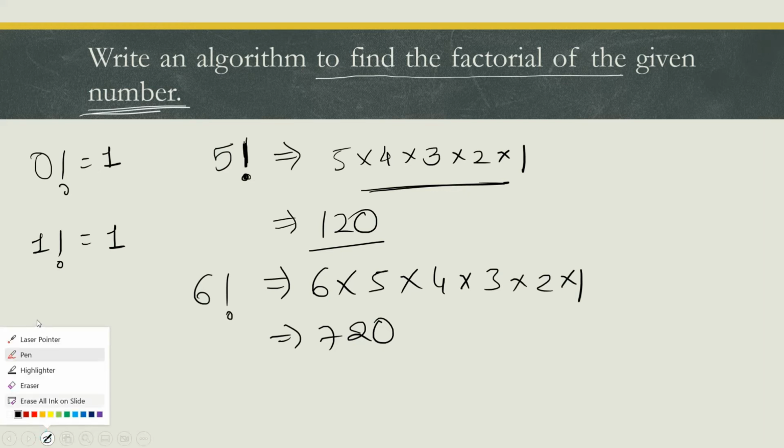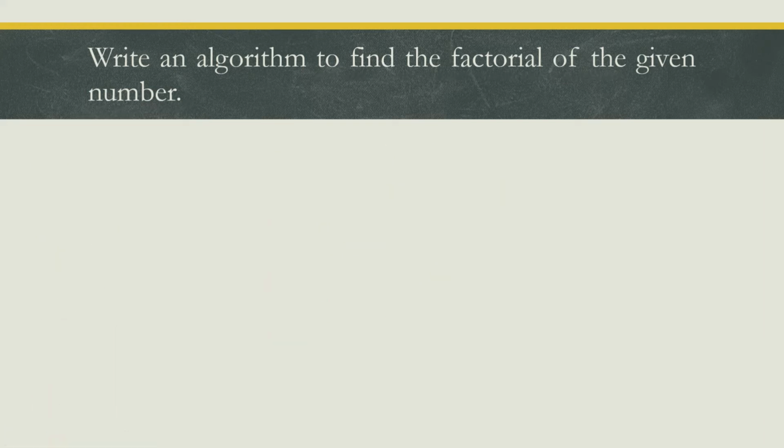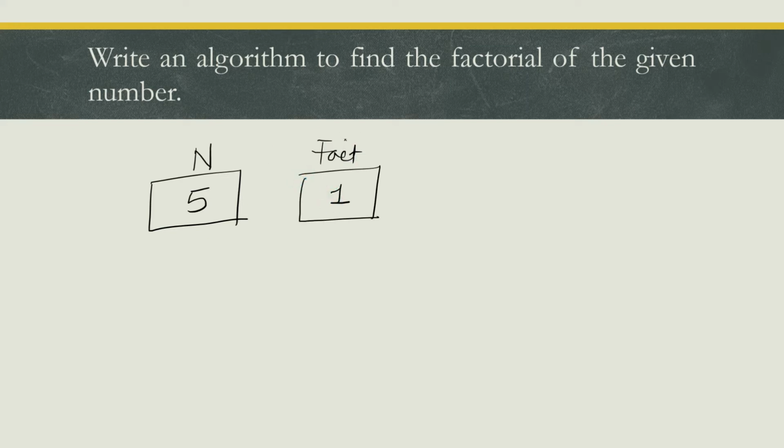So how do we execute this? How do we write the solution for this? Let me show you. The user will have to enter one value. Let's say the user will enter the value in variable n. Let's say it is 5. Then we have to set some variable. We will take one variable fact, which will be initialized by 1.